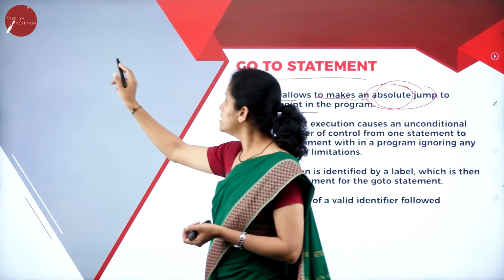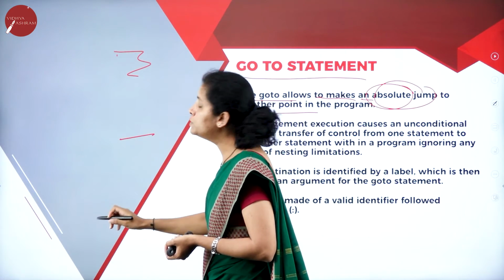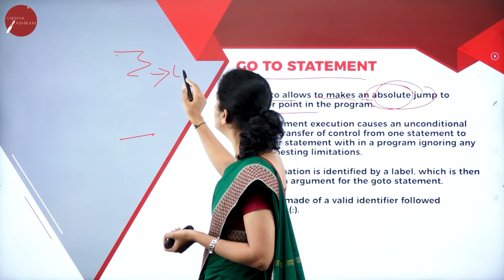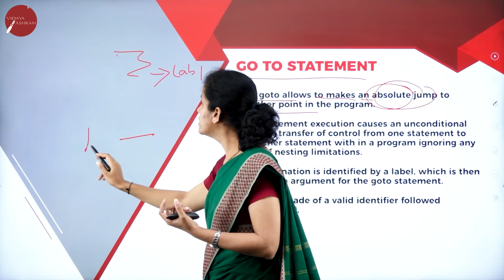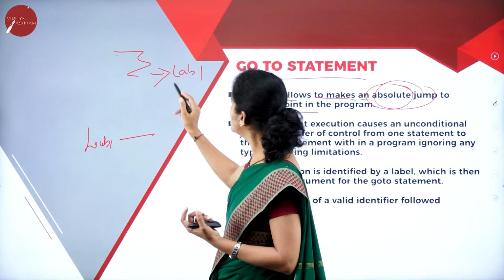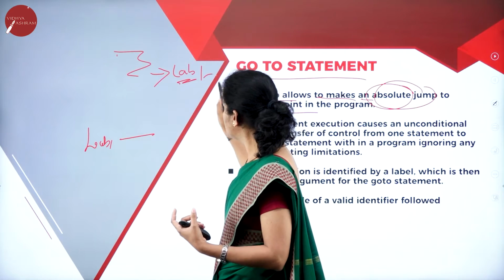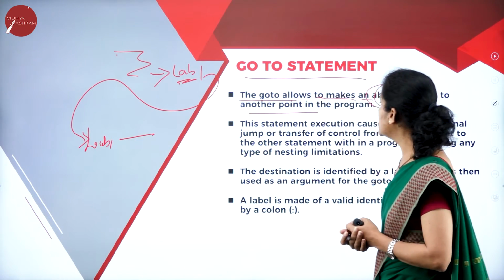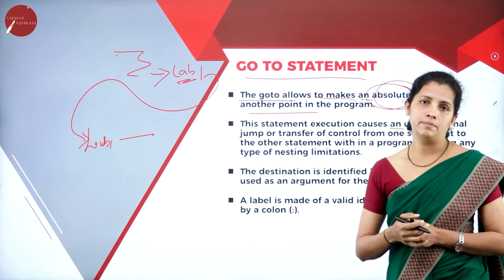See here, I'm having some program and I need to jump to the next block. So here I'm going to specify the label where I need to jump, that is lab 1. When the compiler encounters this jump statement, it directly jumps into lab 1. This statement execution causes an unconditional jump.